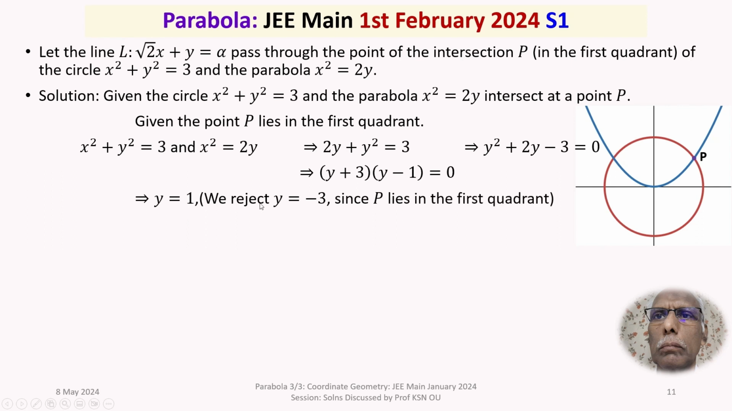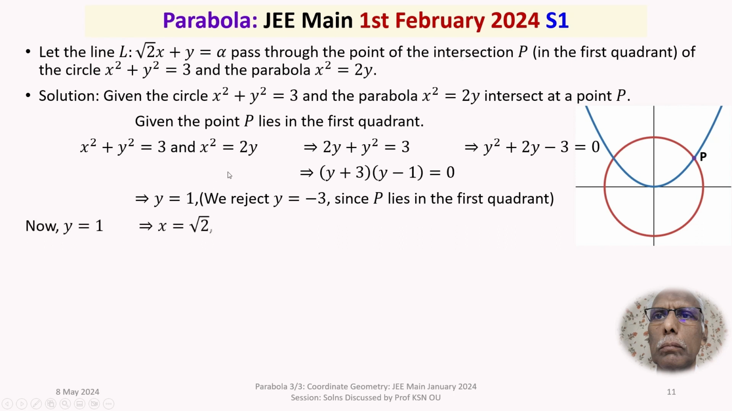Why y is equal to 1? Why not y is equal to minus 3? If you take y is equal to minus 3, then the point of intersection P will not lie in the first quadrant. So since P lies in the first quadrant, we reject y is equal to minus 3. Agreed. Take this y is equal to 1.